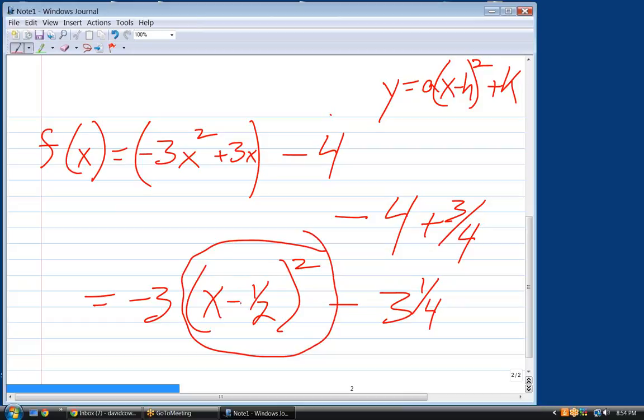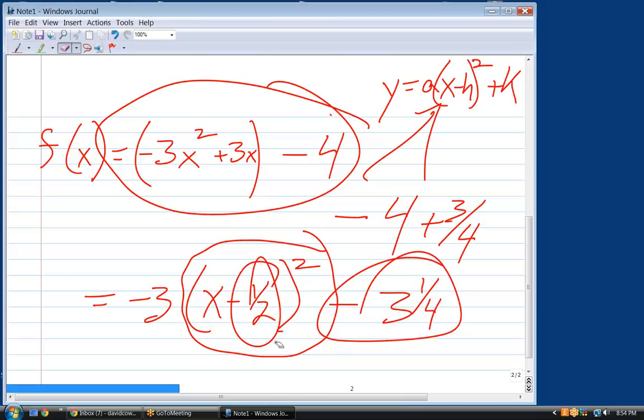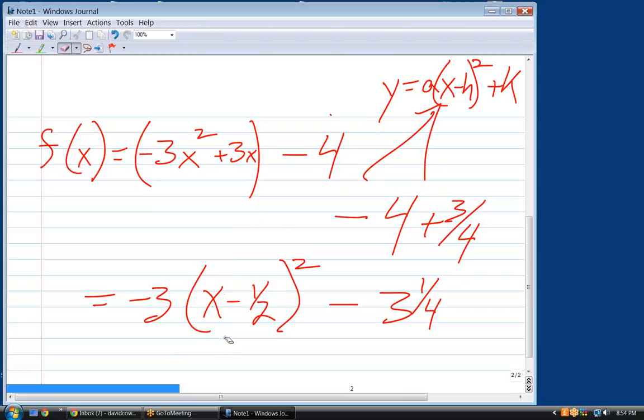I want it to be x plus or minus some number quantity squared. And if I can do that, then I've written it in that format. And this format is easier to graph than this format, at least immediately. It's certainly easier to find the vertex. The vertex is staring us in the face. It's 1/2 and minus 3 1/4. And once you know the vertex, putting the other 2 points on there is actually relatively easy. I know the y-intercept is minus 4, for one thing.